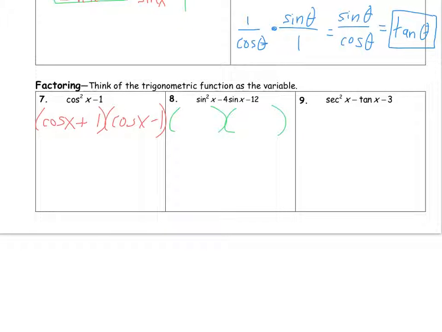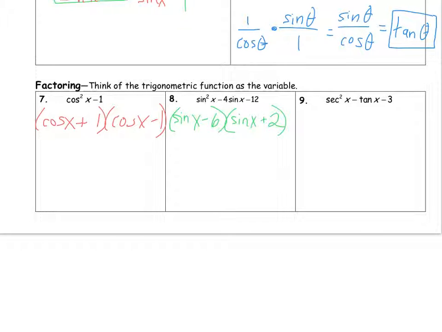How do I break down sine squared of x? I have sine of x times sine of x. What two numbers multiply to give me a negative 12, but at the same time those two values will add to give me a negative 4? Sounds to me like 6 and 2. I've got a minus 6, a plus 2, and I have factored.